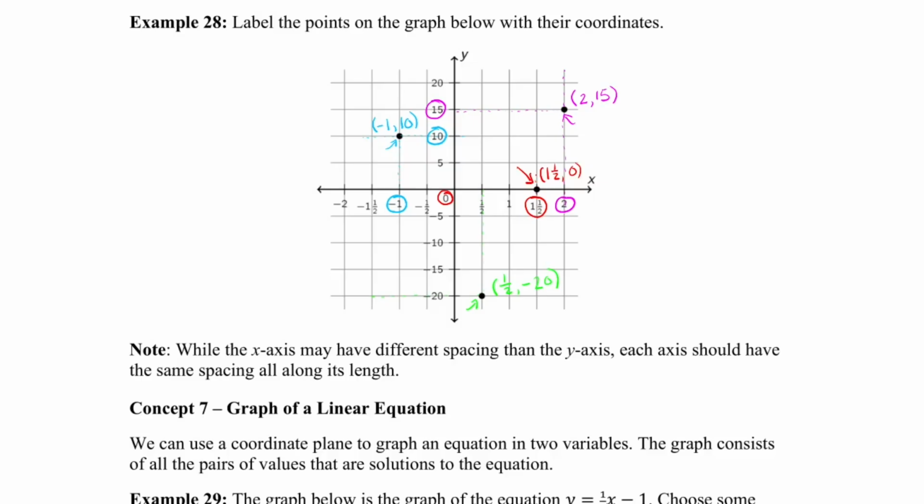Notice that while the x-axis is allowed to have different spacing than the y-axis, each axis should have the same spacing along its entire length. So it wouldn't make sense to count by 5s above the x-axis and then count by 10s below the x-axis, for example. Our x-axis has spacing of 1/2 all the way along its length. Our y-axis has spacing of 5 all the way along its length.